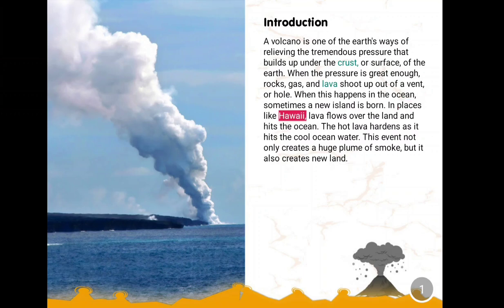In places like Hawaii, lava flows over the land and hits the ocean. The hot lava hardens as it hits the cool ocean water. This event not only creates a huge plume of smoke, but it also creates new land.